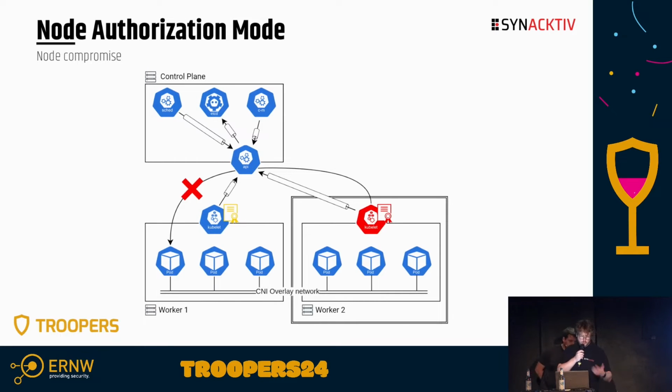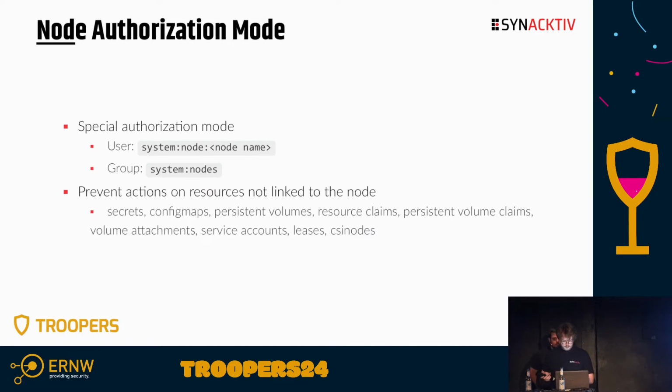And so the role of the node authorization mode is to restrict what a kubelet can do to just accessing resources that are deployed on the related node. So this is a special authorization mode. It will only work on kubelet identity, so inside the system:nodes group and with the system:node:<node name> username. And it will mostly restrict actions regarding secrets, configuration, and volumes.